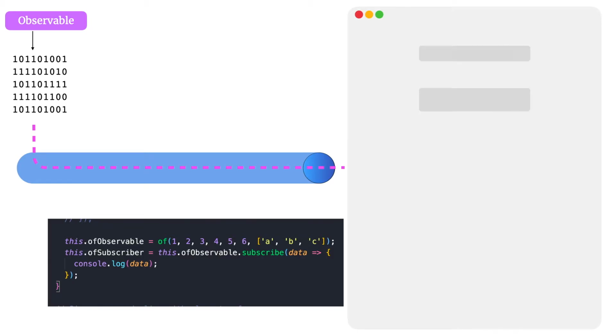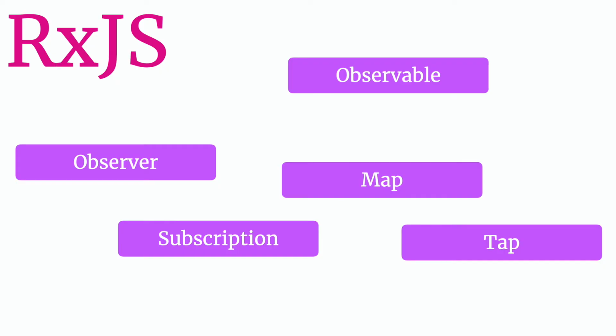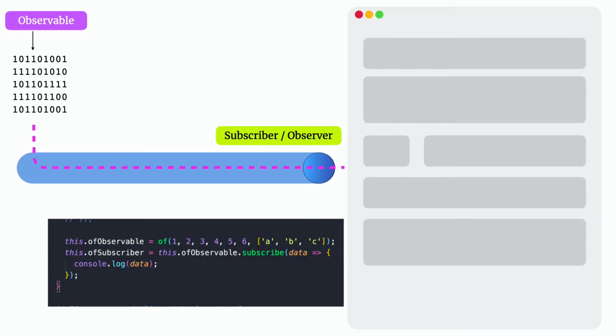Now, let this sink into your mind. Observable, observer, subscription, and operators like map, tap, etc. These are the things that you'll be hearing more and more in these upcoming videos. So it is observables, which are streams, observer, which is a subscription, and so on.